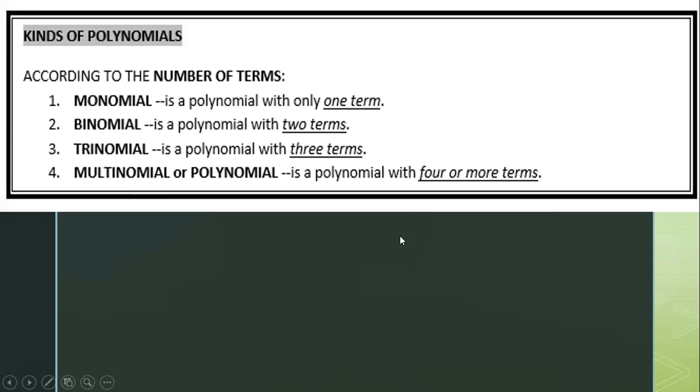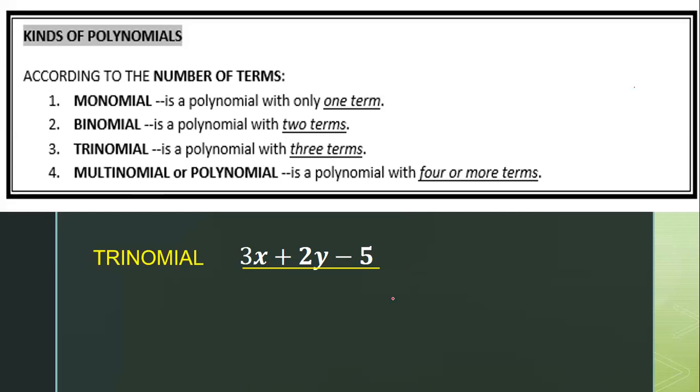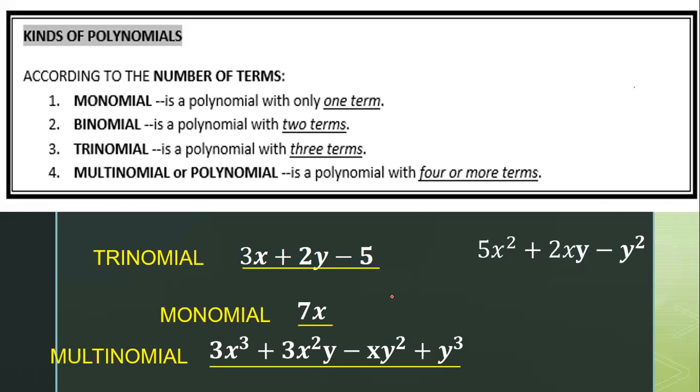And it's very easy. So let's determine the kind of polynomial of 3x plus 2y minus 5. Yes, it is a trinomial, 1, 2, 3 terms. Now, what about the next ones? Yes, it's a monomial. Multinomial. Yes, trinomial. Yes, it is a binomial.